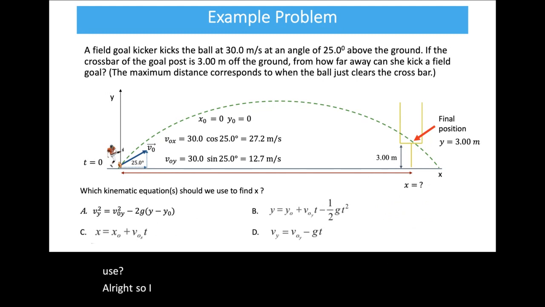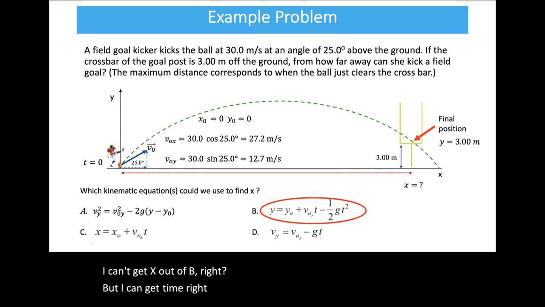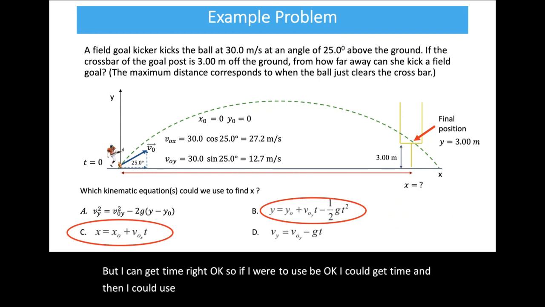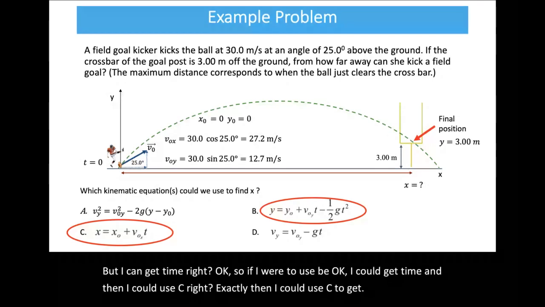All right, so I have a vote for B. So if I use B, what will I get out of B? Can I get X out of B? I can't get X out of B, right? But I can get time, right? Okay. So if I were to use B, I could get time, and then I could use C. Right, exactly. Then I could use C to get X.